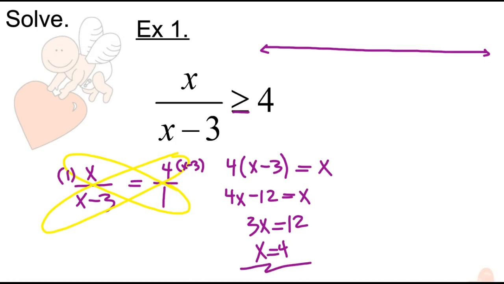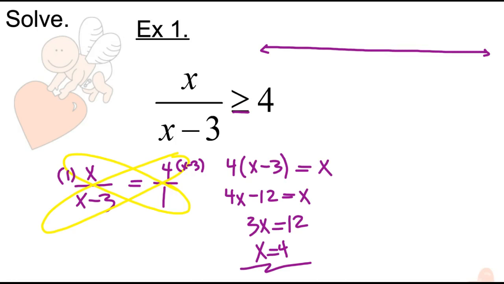You agree? That was kind of fast, but yep, that's right. So now 4 is going to be one of our boundary points, critical values, the dots on a number line. I'm going to color it in. Where's the other boundary going to come from now? There's going to be another boundary.